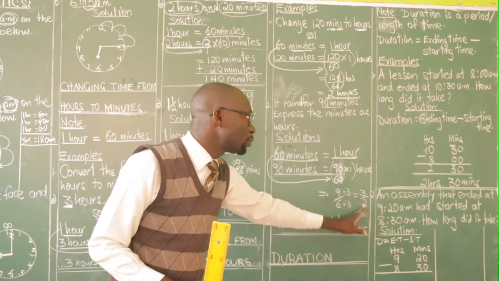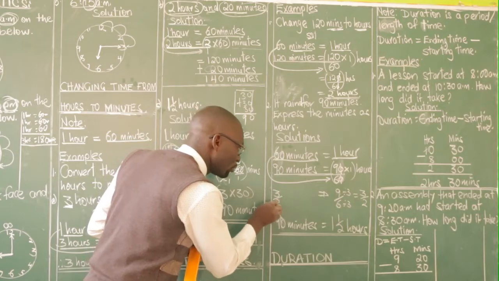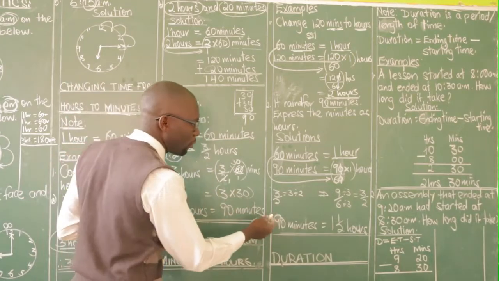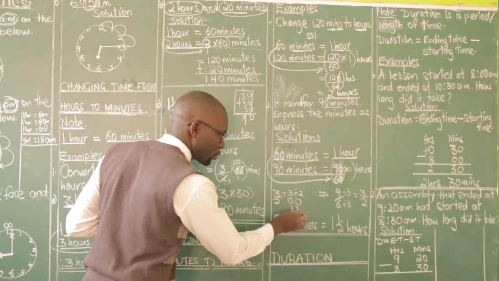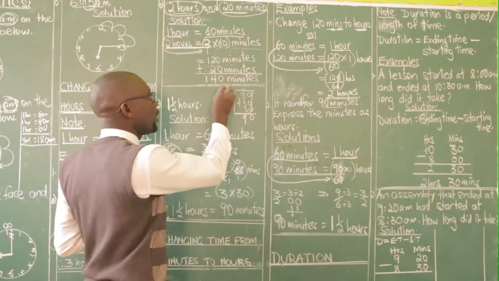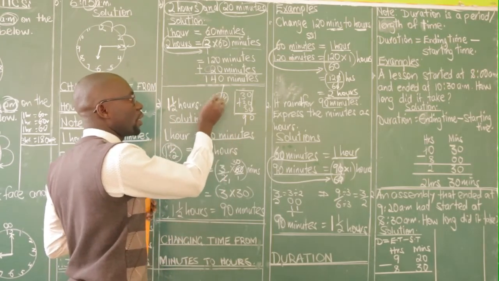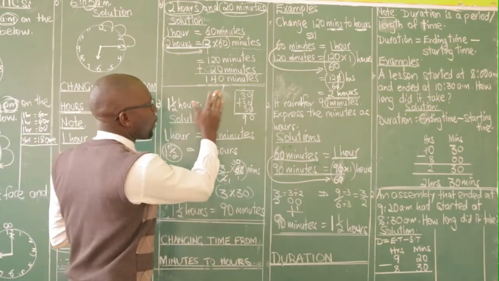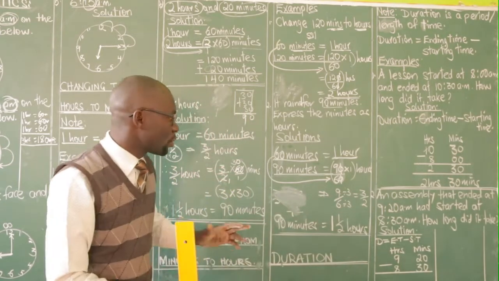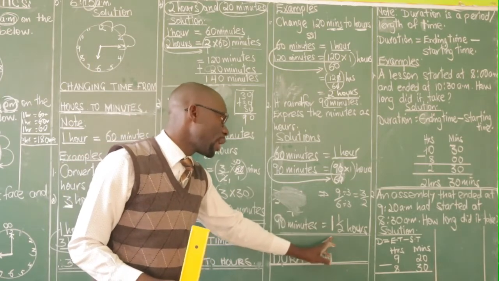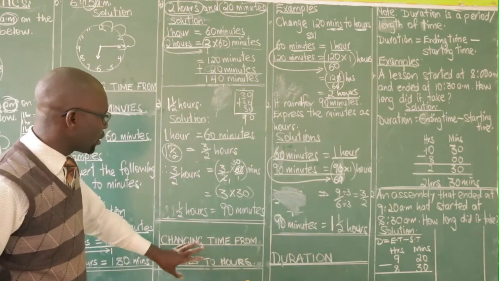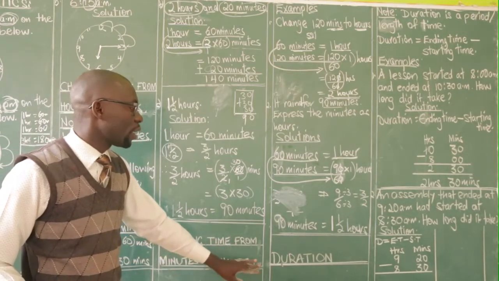And then 3 out of 2 is the same as 3 divided by 2. If you have 3 apples and you have 2 girls, everyone will get 1, 2, 3. So everyone will get 1 full apple, and then the other 1 apple that will be remaining, you partition it and give each one a portion, and everyone will get a half. So 3 out of 2 is the same as 1, and 1 out of 2 hours. And therefore this one means that 90 minutes are equivalent to 1 and a half hours. So this is basically how we can change time from minutes to hours.